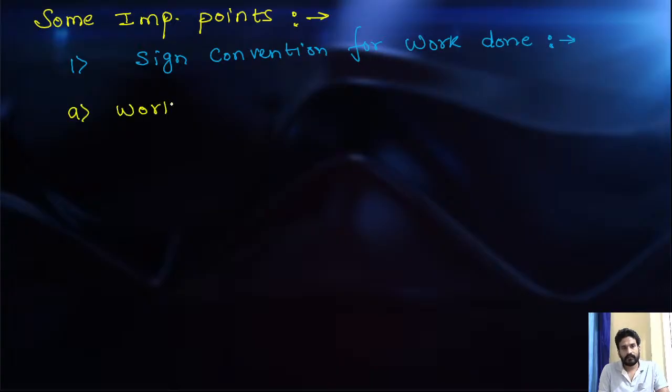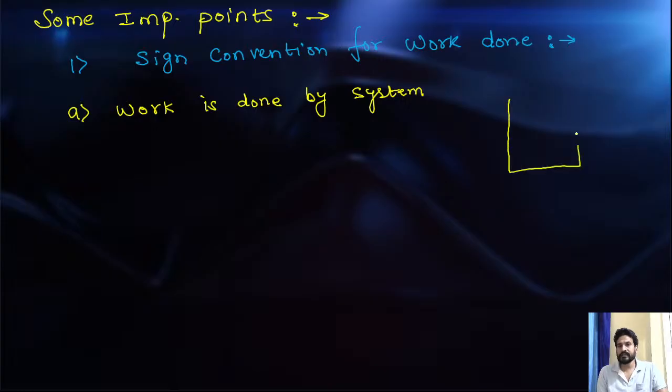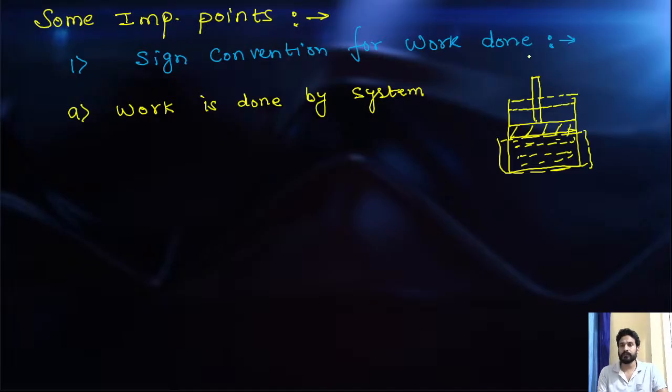So in the sign convention, let's suppose I'm saying that work is done by the system. Work is done by the system, right? Let's suppose this is my cylinder, this is my piston, and this is my gas. This is my system, what we are basically observing. This gas is applying a force, and due to that force this piston is moving in the upward direction. Yes or no?